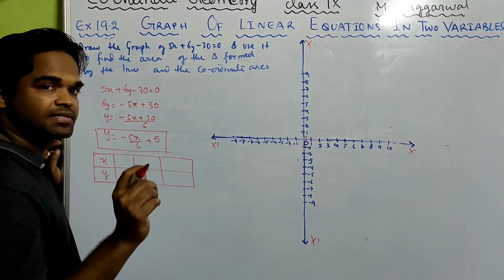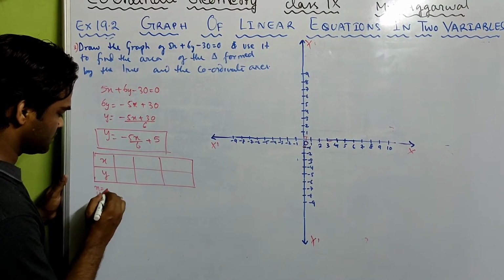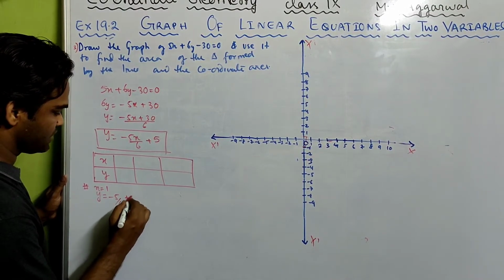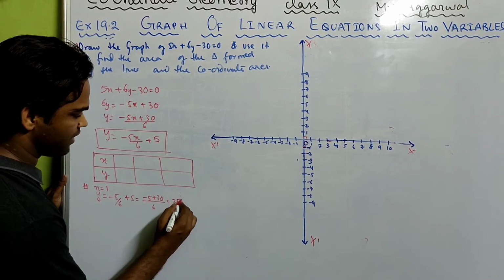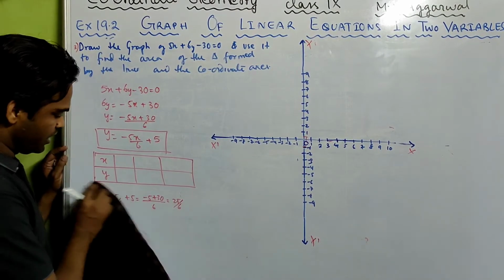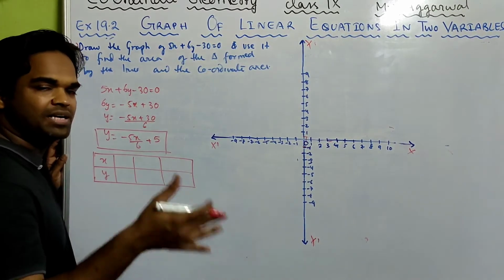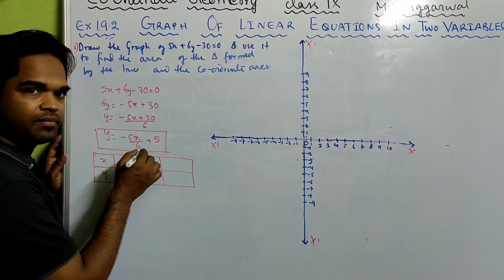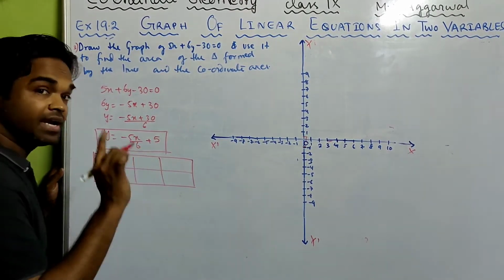Suppose you take the value of x as 1. Then y will be minus 5 by 6 plus 5. If you take LCM 6, minus 5 plus 30, which will be 25 by 6, which is a fraction. And we'll try to avoid fractions. So if I take the value of x a multiple of 6, it will cancel with 6 in the denominator and this entire thing will come as a whole number. Look carefully. Suppose I take x as 6.